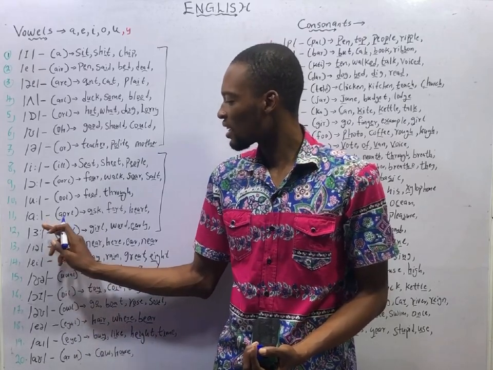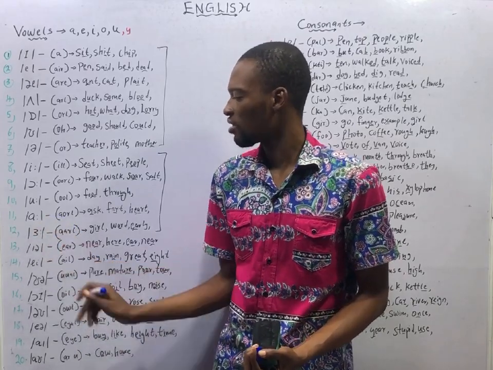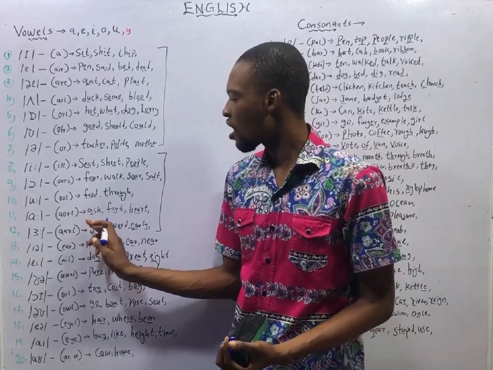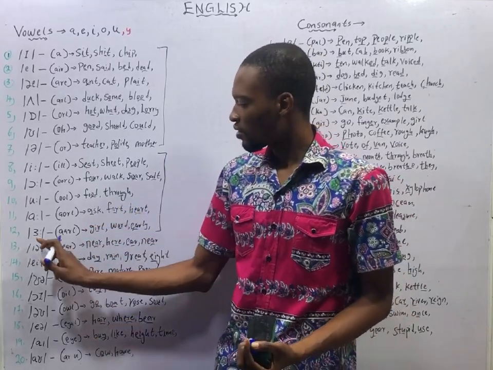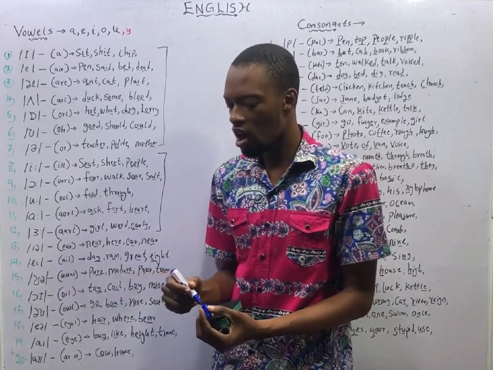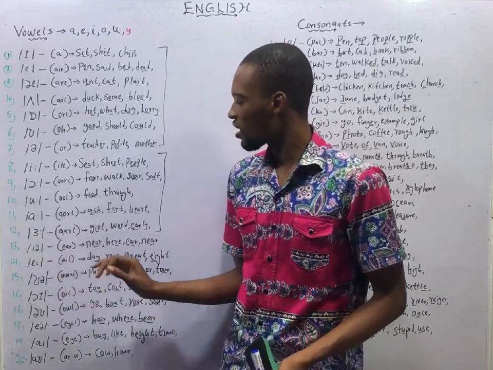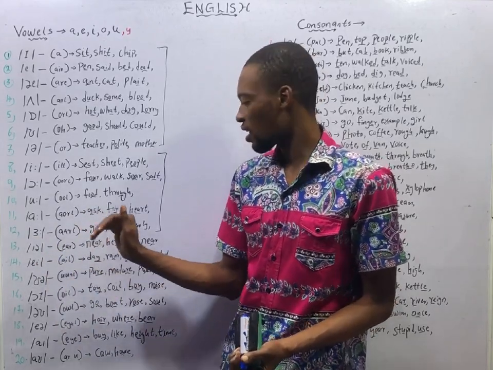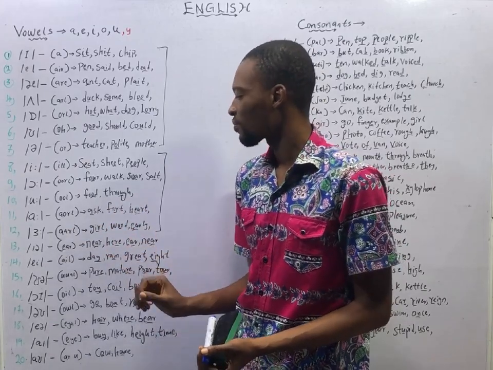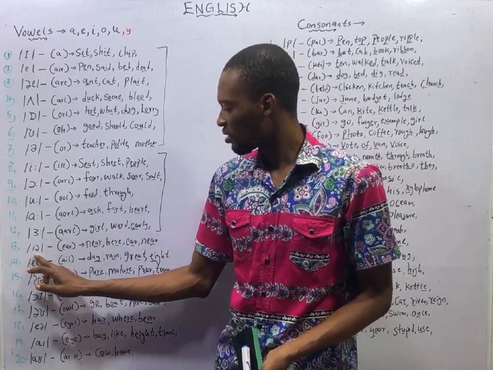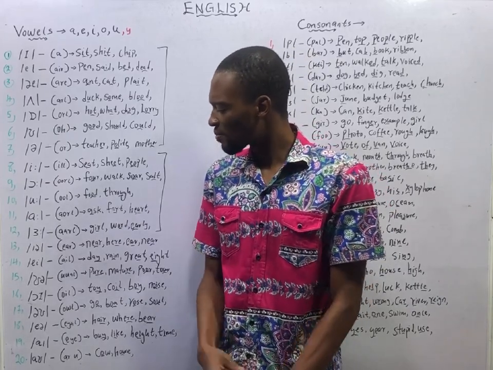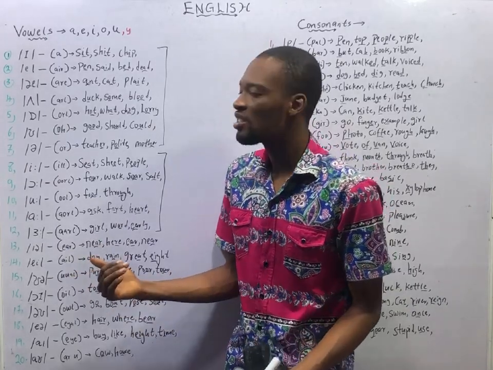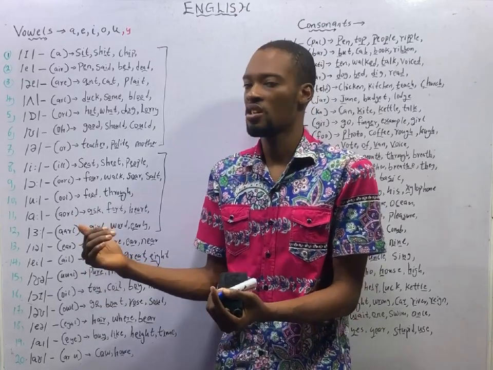This is the ow sound, as in ask, fart, heart. This is the ow sound, as in girl, wild, early. This is the ear sound. We are in diphthongs now. Ear, as in near.